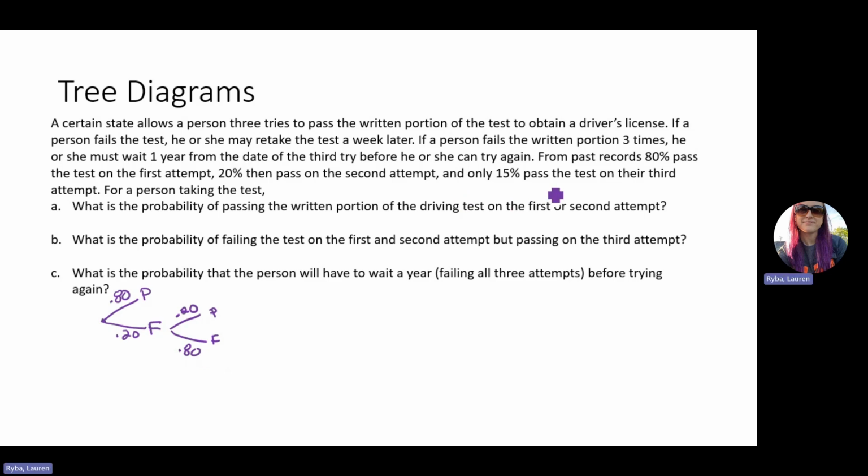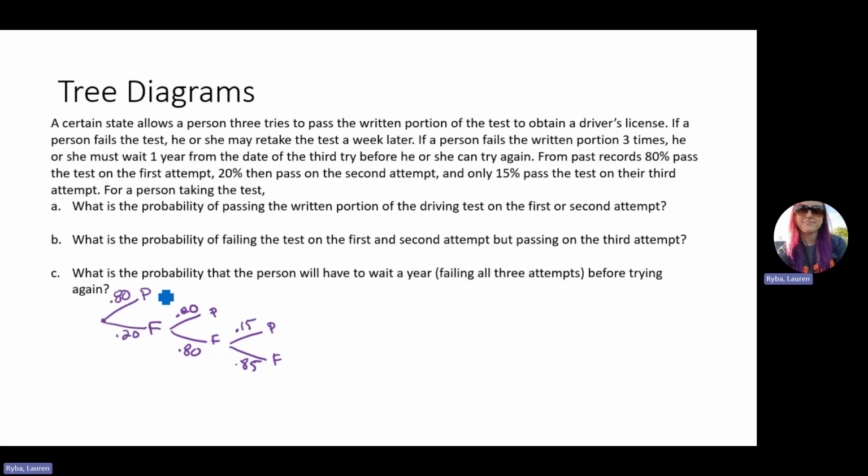And then only 15% pass the test on the third attempt. So if I needed to make a third attempt, I had to fail the first and second attempt. Pass, fail. 15% or 0.15 pass, and that's going to be 0.85 are going to fail. All right, so I'm going to kind of work my way through here.